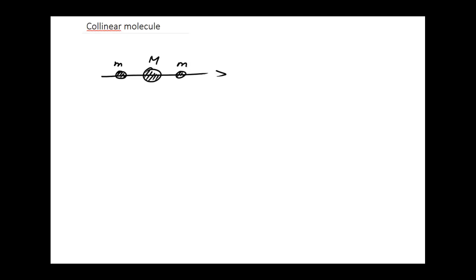There are forces acting between these constituents, and the forces are modeled by elastic springs, which have spring constant K. And it is assumed that there is a symmetry here, that the 3 constituents of the molecule are always aligned on one line. That's why the molecule is called collinear. So they all move only in one dimension along this horizontal line.